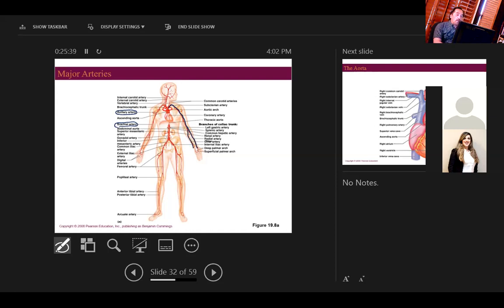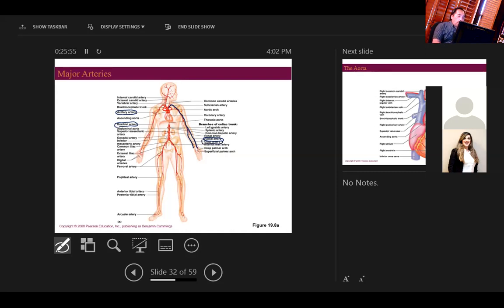So the name of the artery after the brachial artery that goes to the radial bone, you call it radial artery. And the name of the vessel that goes to the ulnar bone, you call it ulnar artery. Okay, so it's just changed the name.